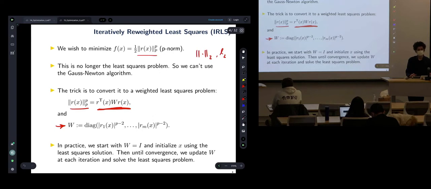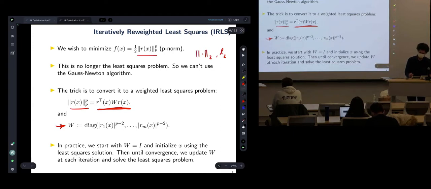Now, this is a trick to solve the problem. It does not come with any guarantee or any nice theoretical results. It is very practical. It's a practical way of solving a general norm problem. In the context of robotics, what's an example where we wouldn't use the L2 norm for optimization? Robust optimization. That's the next example. In the context of robotics, we will use this to solve a robust estimation problem.